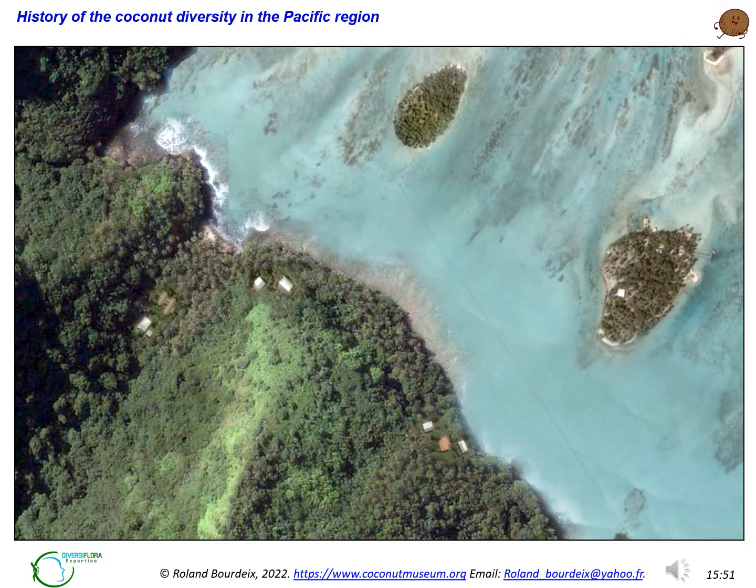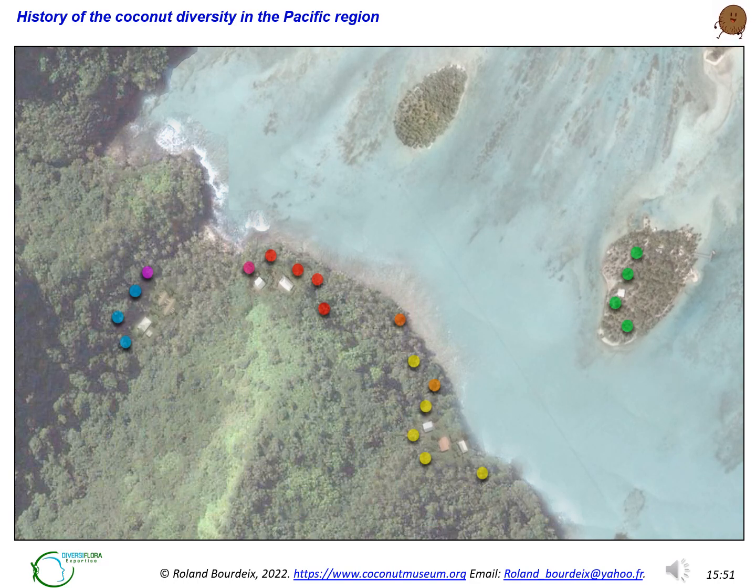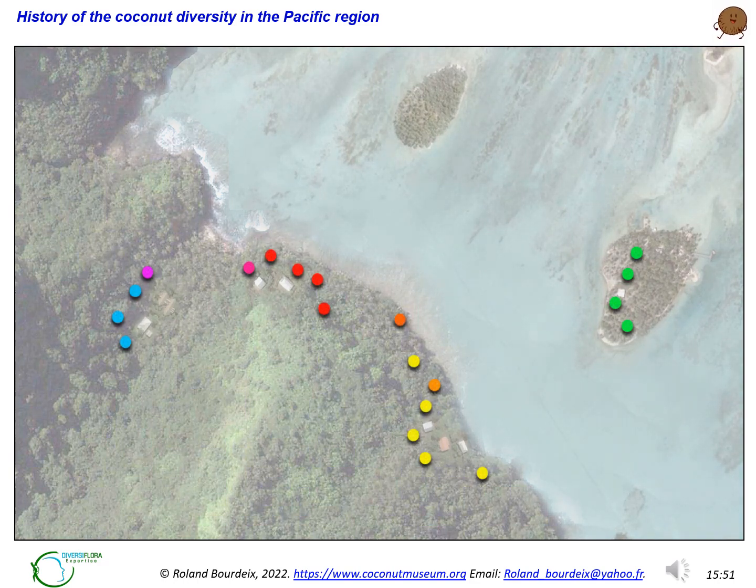Here is a representation about the history of the coconut palm in the Pacific region during the last 300 years. We will use the example of a classic landscape from the Pacific region, made up of a coast and some small islands. The circular dots represent coconut palms. The different colors represent different varieties of coconut palms.